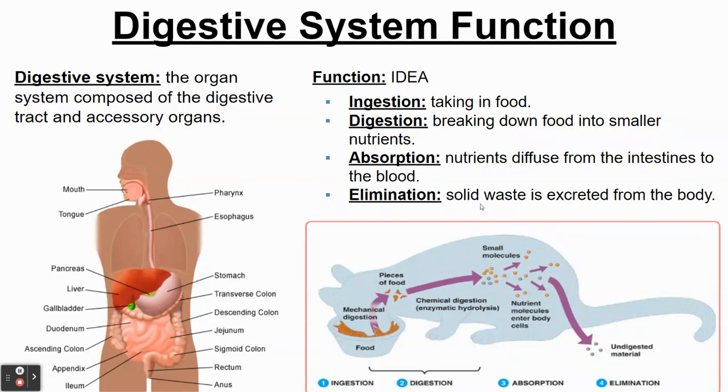And then elimination. Whatever you don't absorb or use or need, you basically get rid of. So you poop it out. And that's called elimination. So you can see that here. This cat is ingesting some food. The food is being broken down into smaller pieces. That's digestion. Some of the smaller pieces are being absorbed into the blood, and then the undigested, unused stuff gets eliminated. So these are the four major functions of the digestive system.